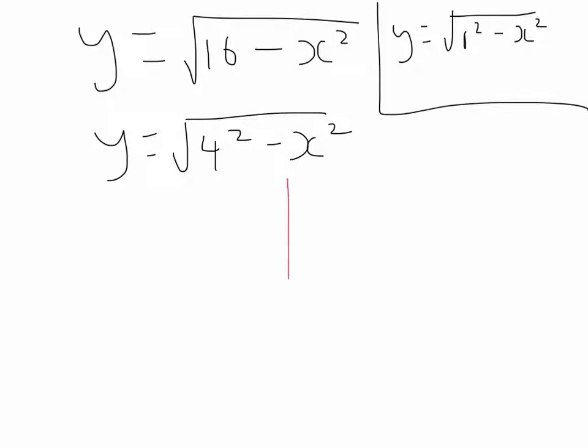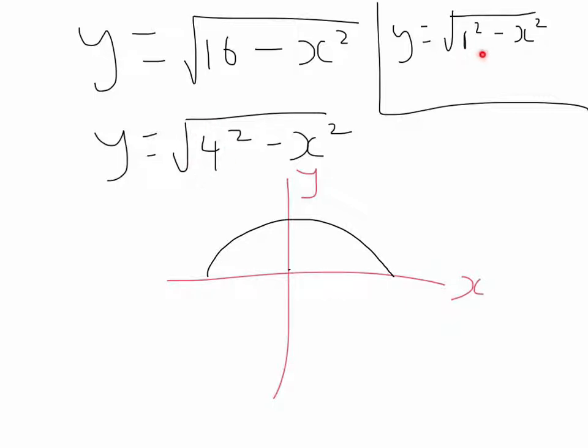Very simply, draw my axes, y, x. There is no negative in the front here, so that means that we will be looking at the top half. The center of the semicircle should be at 0, 0, as it is there, and we have a radius of 4, remembering that r is our radius. So it goes to 4 up there, negative 4, and positive 4.